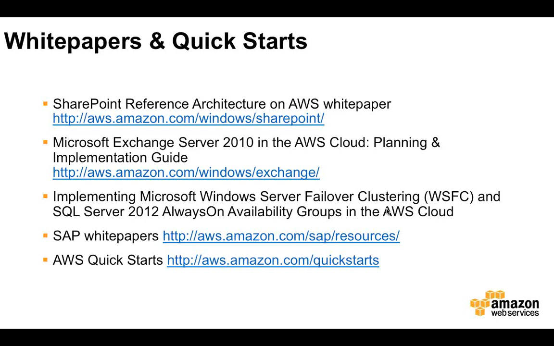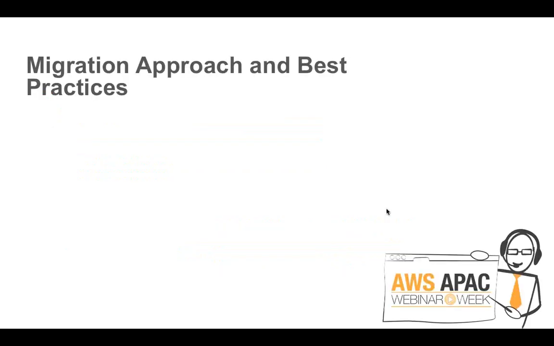So we have a lot of white papers and quick start guides available online. Some of these white papers talk about how to deploy enterprise applications such as SharePoint, Exchange Server, Windows Server clustering, SQL Server Always On availability groups. White papers for SAP are available. For Oracle, there are several white papers that talk about how to run a high-performance Oracle database, how to replicate data, and so on and so forth. And as I mentioned, the quick start guides are architecture reference guides plus an associated CloudFormation template that lets you go ahead and create the entire stack in an automated way.